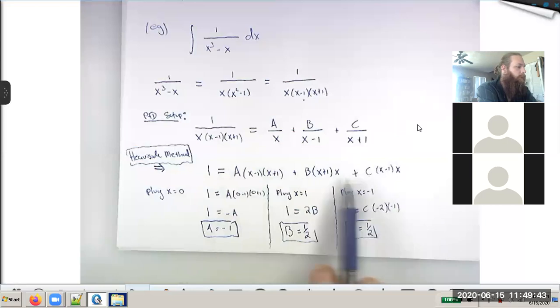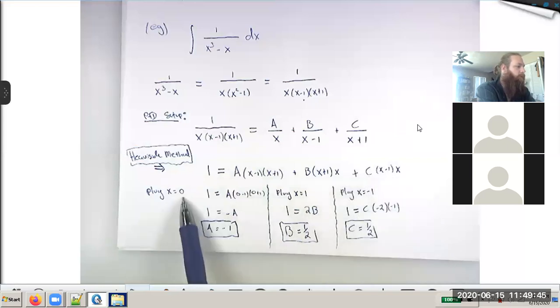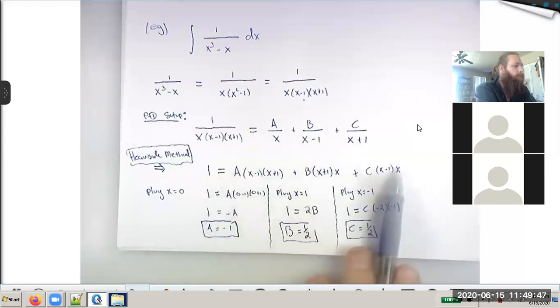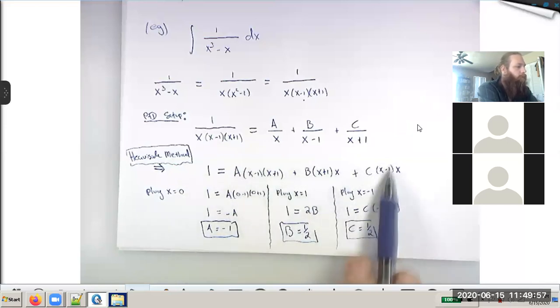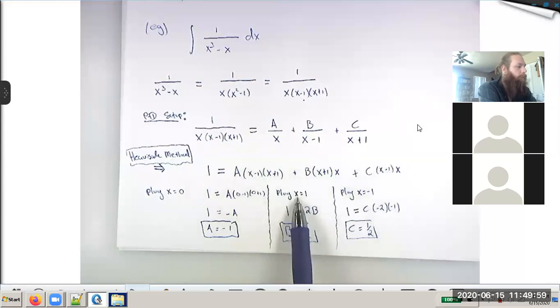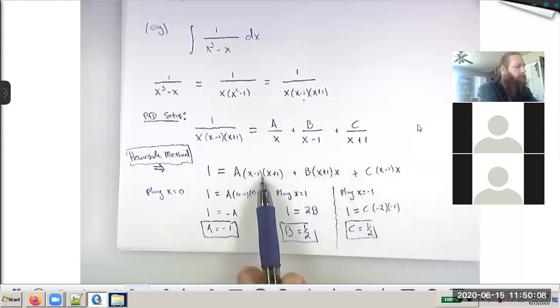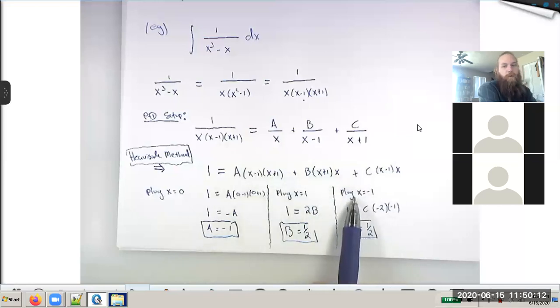And since they both contain this factor x, I plug in x equals 0. That makes these two go away, and I'm just left with the a stuff. If I want to get b, I plug in whatever will make these two 0. Since both of them contain a factor of x minus 1, I need to plug in 1 to get b. And then I get this equation, because these are both 0, and this becomes b times 2. Similarly, to find c, I plug in whatever makes the other two guys 0. Each of them has a factor of x plus 1. That tells me, okay, plug in -1.